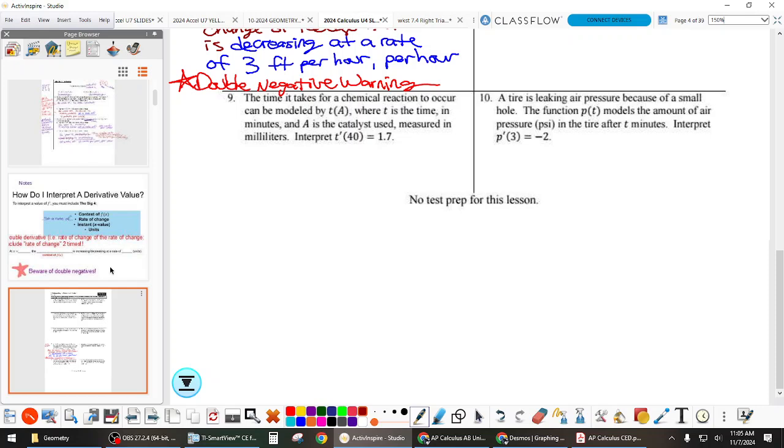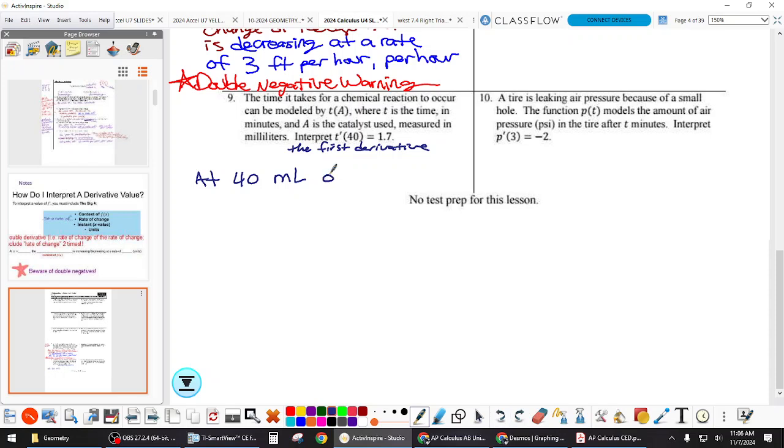So first of all, is what we're given a rate already or not a rate already? It is not a rate already. So T prime will be the first derivative. That will be the rate. So at 40 milliliters, ml, if you want to use that abbreviation. I said at 40 milliliters of catalyst used.